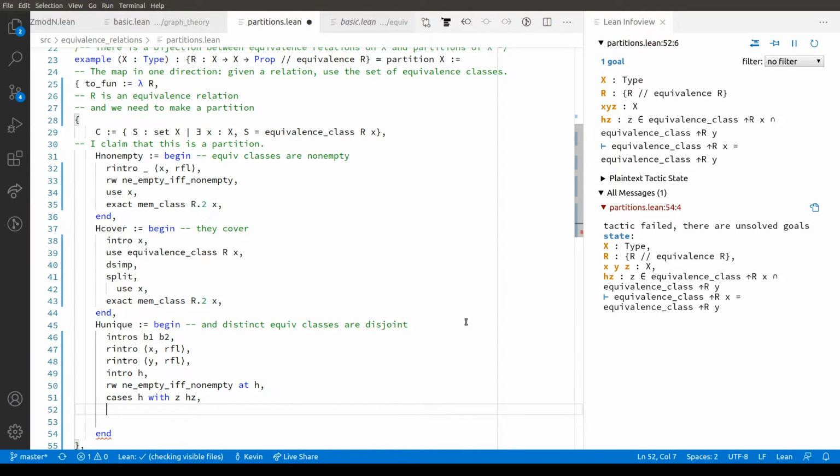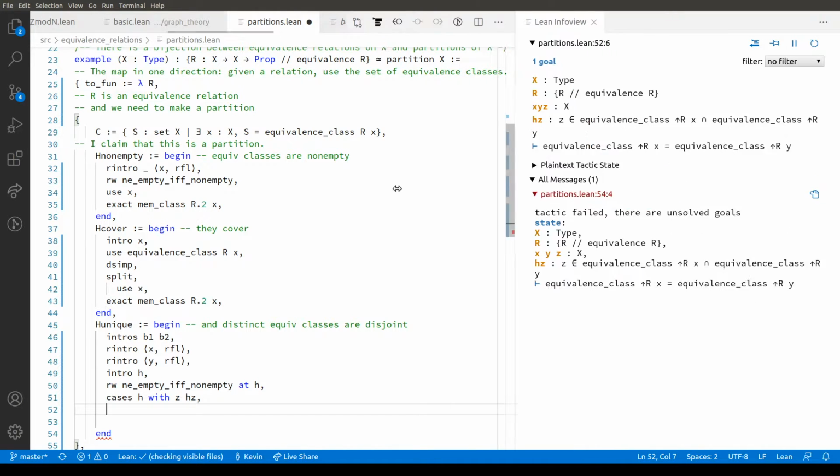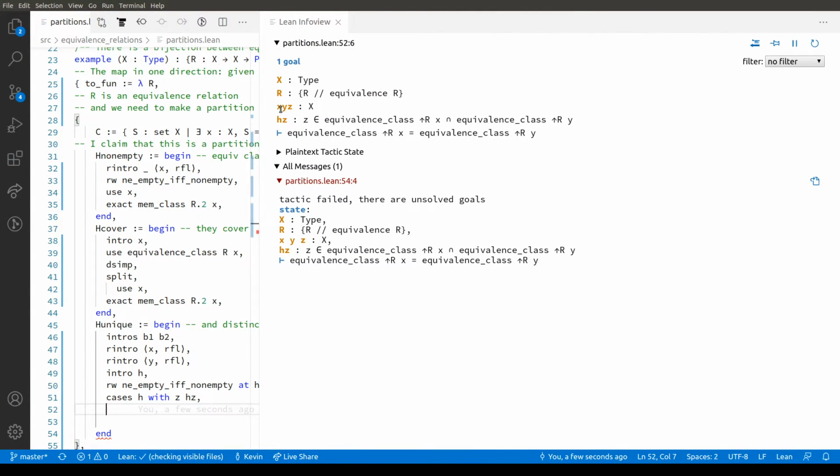So now what have we got here? Great. So now we have x, y, and z. Oh, this is a bug. This bug's been fixed, but I didn't update. Rotten luck. We have x, y, and z, the elements of capital X. And we now have this hypothesis that z is in the equivalence class of x and z is in the equivalence class of y. And I now need to prove that the equivalence class of x equals the equivalence class of y.